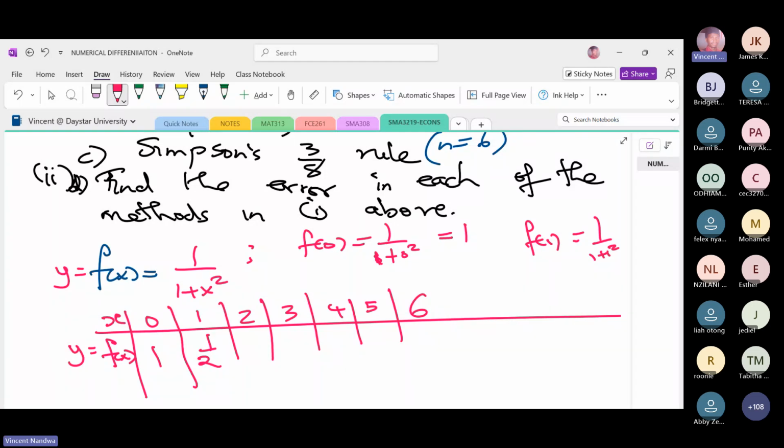Then when x is 2, f will be 1 over 5. 3 will be 1 over 10. Then 4, 1 over 17. 5, 1 over 26. And lastly, 6, 1 over 37, correct. So I encourage you, when you are solving problems in this course, we must have been told by our teacher that the main objective of doing this course is to reduce errors in computation as much as we can.